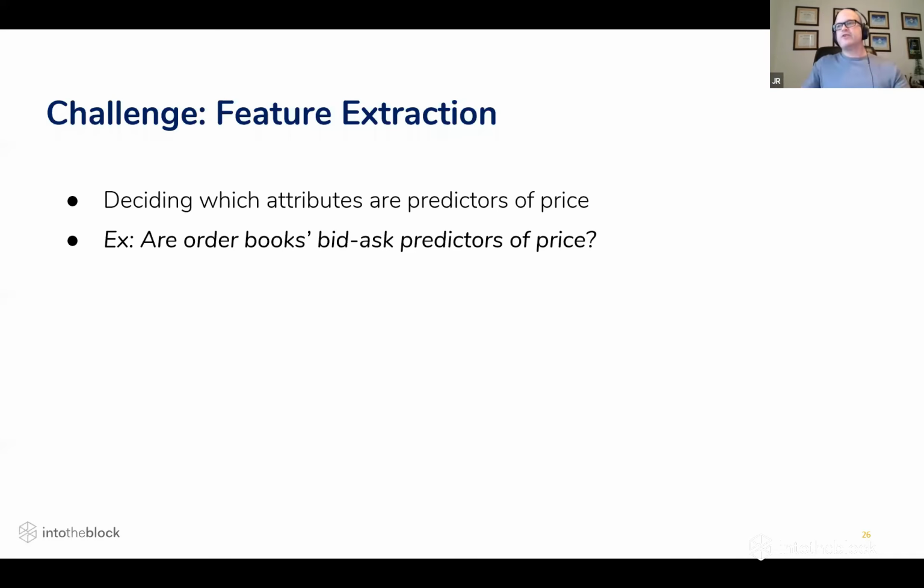But there is a different approach. So for instance, an example is, can I predict price by just using order book bid and ask? Is that a good predictor, right? Among many predictors, does that show some level of potential influence in price?